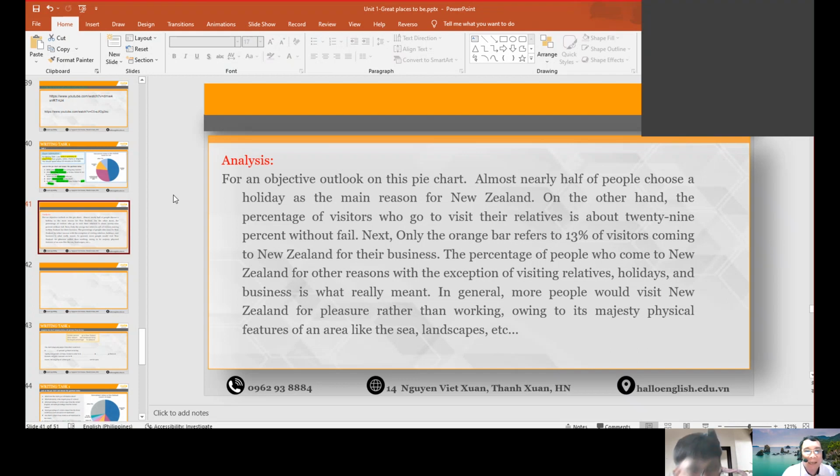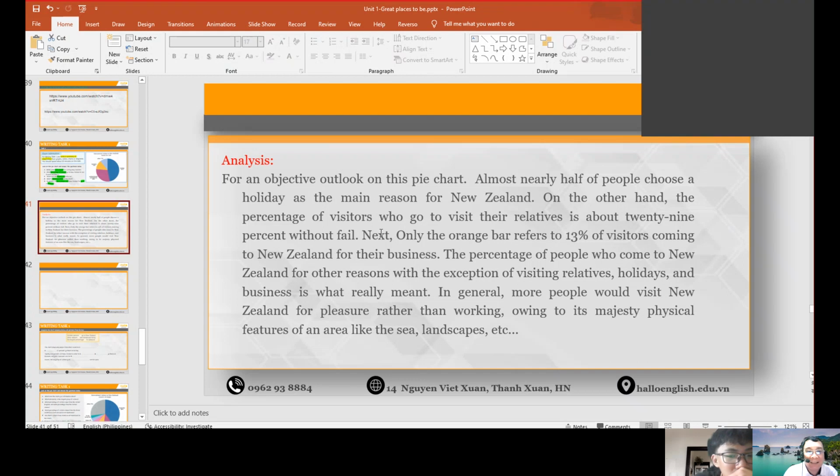Okay, for example, for an objective outlook on this pie chart, almost nearly half of people choose A. Okay, so I just erase "people to choose" in here. So it's only people choosing a holiday as the main reason for visiting. Okay, so that would be for New Zealand.